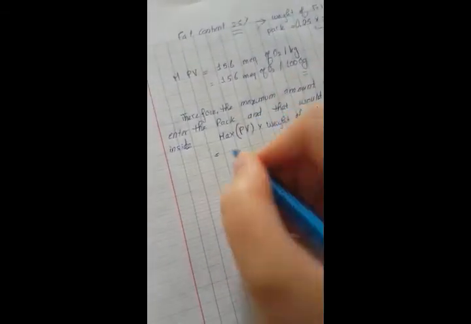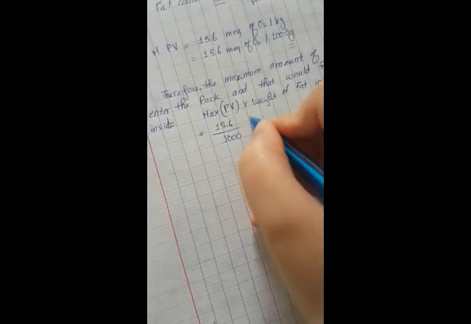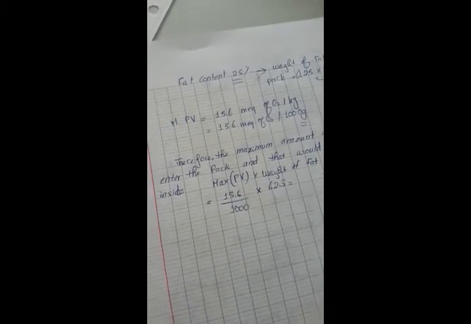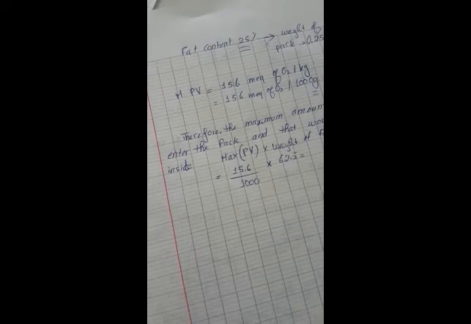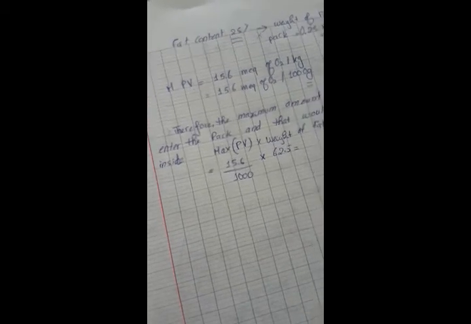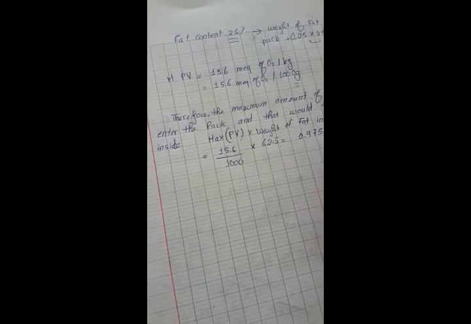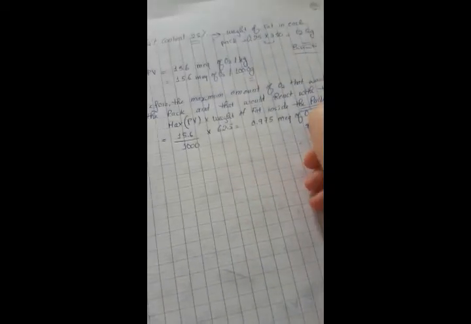The maximum peroxide value is 15.6 per 1,000 times the weight of fat inside. We have just calculated 62.5. Let's look at the calculator, and we will obtain 0.975 milli equivalents of oxygen. Okay, that's the first thing. We've got it over here. We're going to continue.